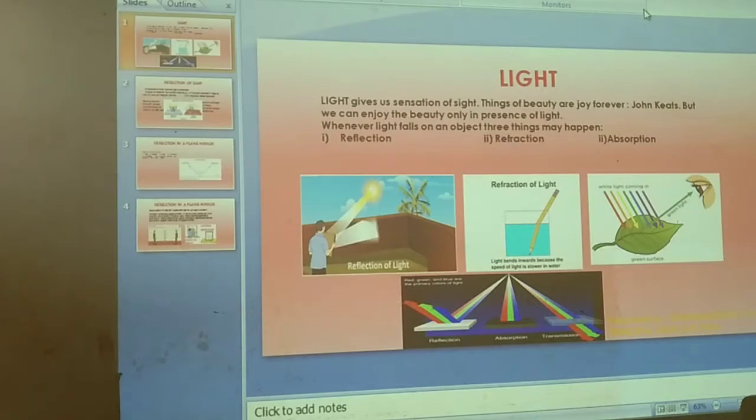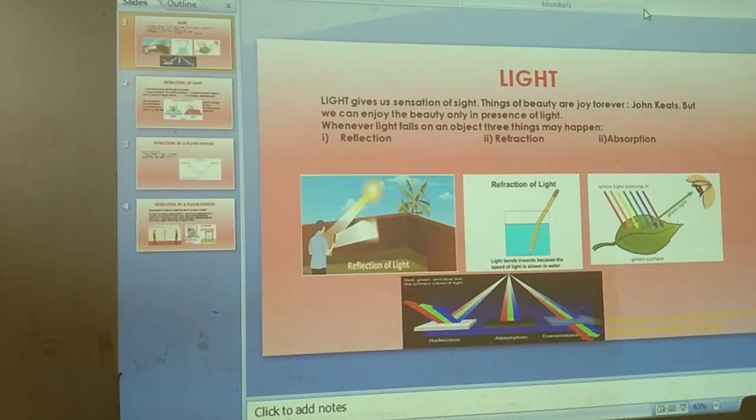Whenever light falls on a glass window, it partly gets reflected, partly gets refracted, and partly absorbed also. So that is the basic thing. Three things, reflection, refraction, and absorption, can take place. We are revising what you have studied in class 8 in this class. Remaining things we will be discussing in the next class.